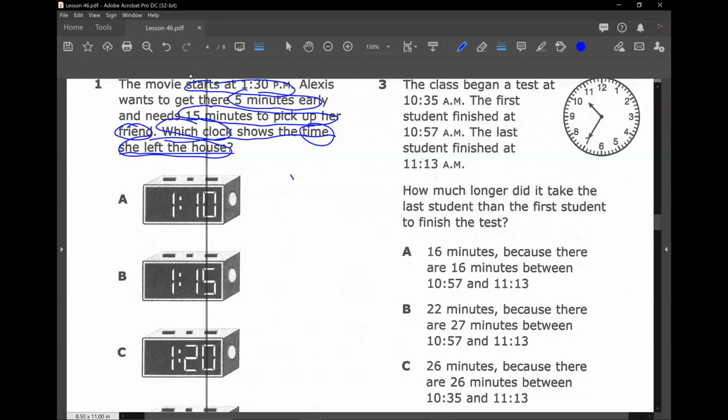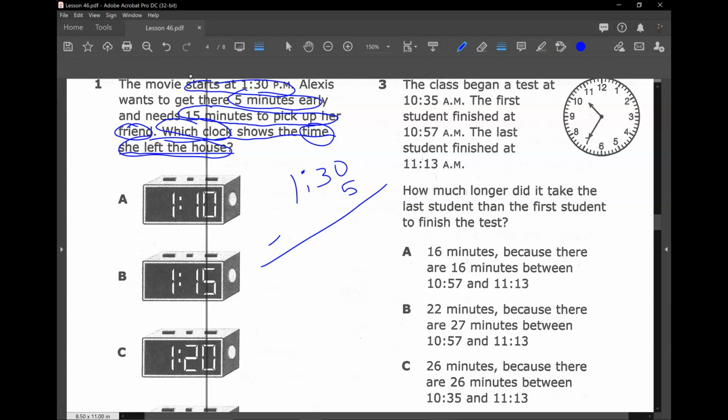So the movie starts at 1:30. She needs 5 minutes. She wants to get there 5 minutes early. So 1:30, 5 minutes earlier, we need to subtract 5 minutes. If we were subtracting 5 minutes, we would be doing it here.